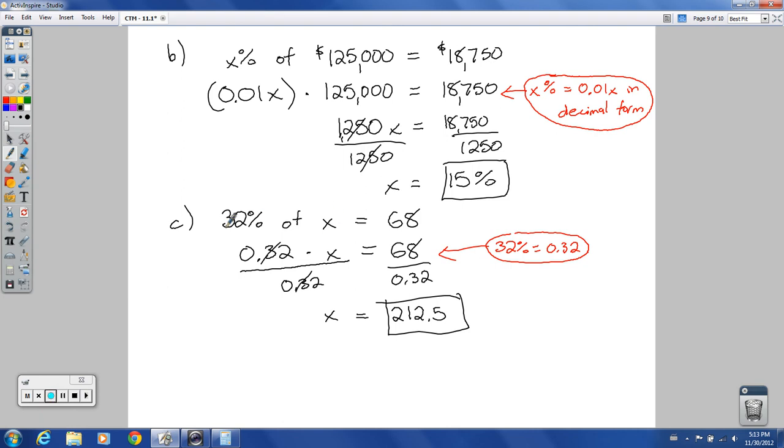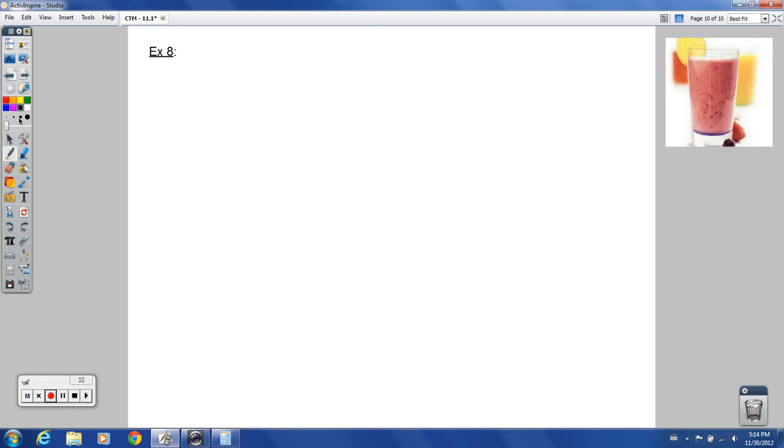So if you plug this back in or think about it in context of the problem, does that seem reasonable? 32% of 212.5 would be 68. That seems like a reasonable answer. If you got something that was less than 68 and you said 32% of that less than 68 number equals 68, you should be thinking, I did something wrong there. So always go back and say, is my answer reasonable? Go back and fix it if it's not.